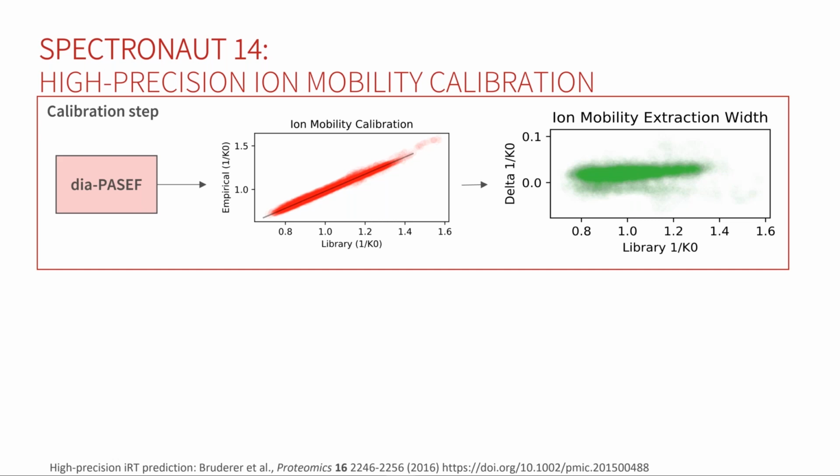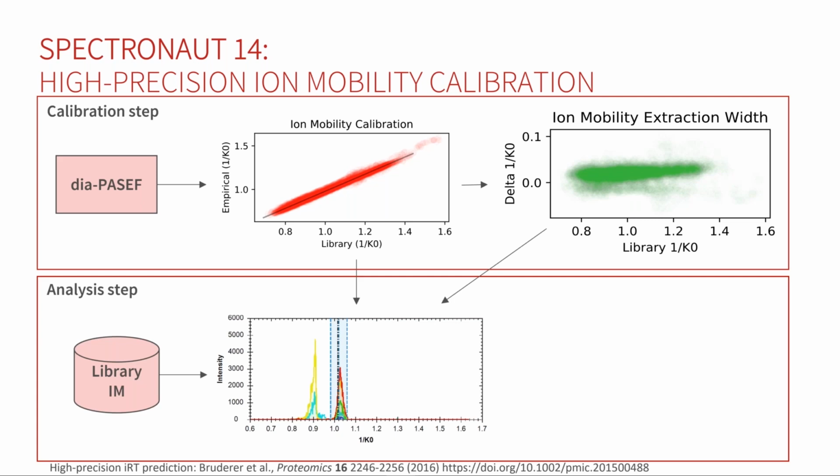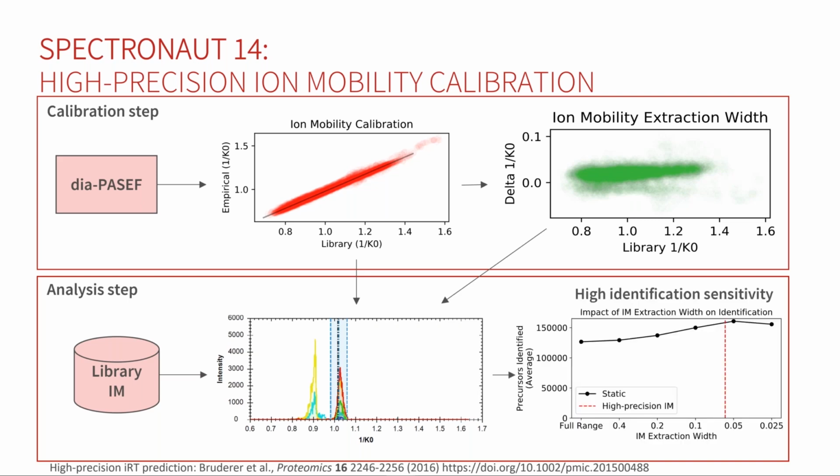And this allows us to account for any shifts in the ion mobility dimension, and we can still narrowly extract ion mobiligrams. For example, here you can see an XIC of a peptide in the ion mobility dimension during the analysis step. And with the high precision calibration workflow, the extraction windows can center around the calibrated ion mobility range with a narrow extraction width. And this yields great identification results, and you don't have to try different static extraction widths to optimize and get better identification. Spectronaut automatically gives you pretty much the optimal setting for this through this calibration process.